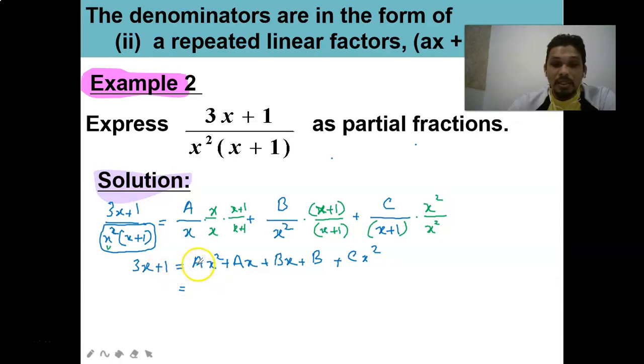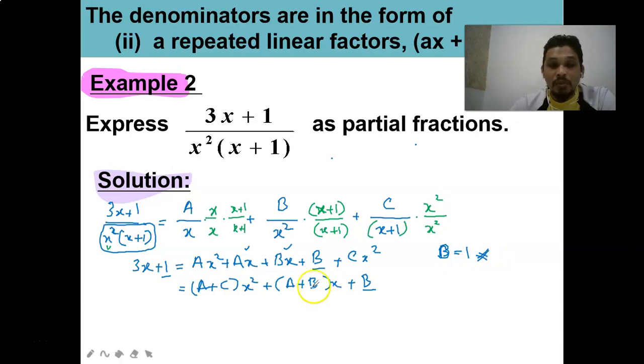Okay, then we are going to compare with this one here. Okay, so ax squared with cx squared, a plus c times x squared plus, okay, now the coefficient of x, a plus b times x, and plus a constant of b. Okay, now let's compare the constant with constant. So clearly that b equal to 1.